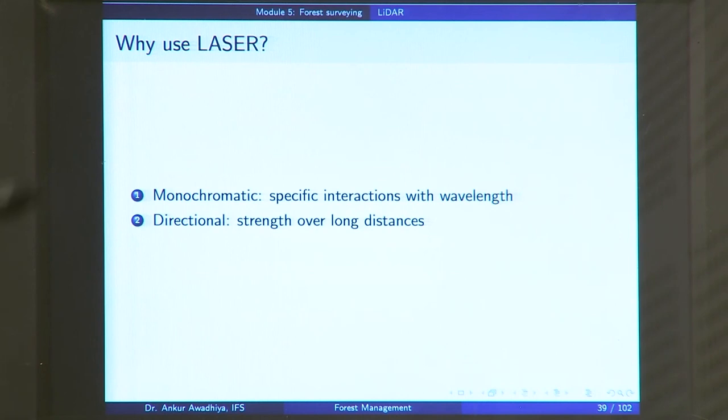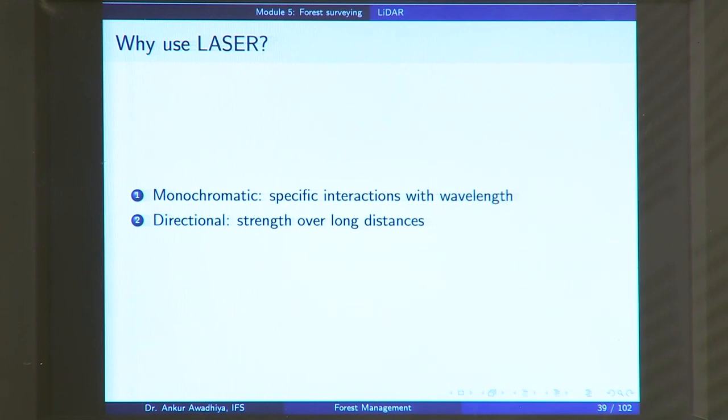Because of two reasons. One, it is monochromatic, and so you can note down specific interactions with different wavelengths. So, for instance, if you have an object that is red in color, in that case, if you use a red colored laser, then all the light will come back. If you are using a green laser, then the light will get absorbed. So, just by using different wavelengths, you can understand the color of the object. Now, color is a very general term, but you can make use of different wavelengths of light to know the interaction of that particular wavelength with the object.